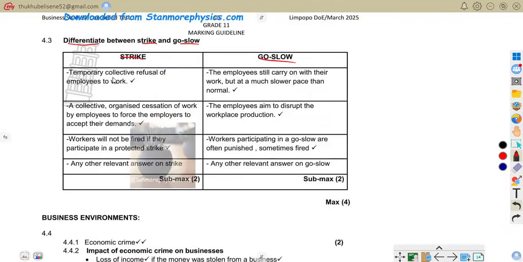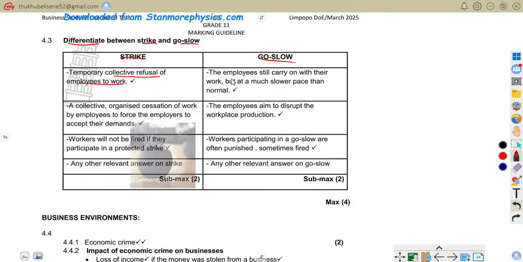Strike: a temporary collective refusal of employees to work. A strike is a complete and organized stoppage of work by employees. For example, workers refusing to work until wages are increased, or employees striking over unsafe working conditions. That's what it means.